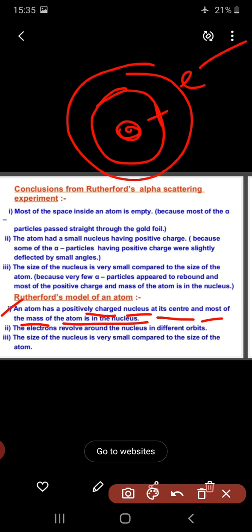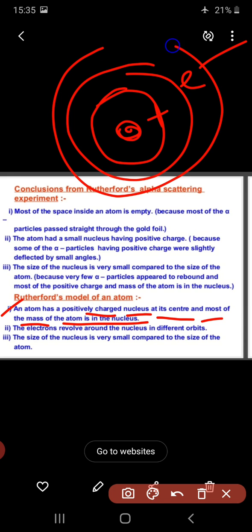Now the electrons revolving around the nucleus are in different orbits. See, it has different orbits and these electrons are revolving in different orbits. In an atom, around the nucleus, the electrons revolve in different orbits.